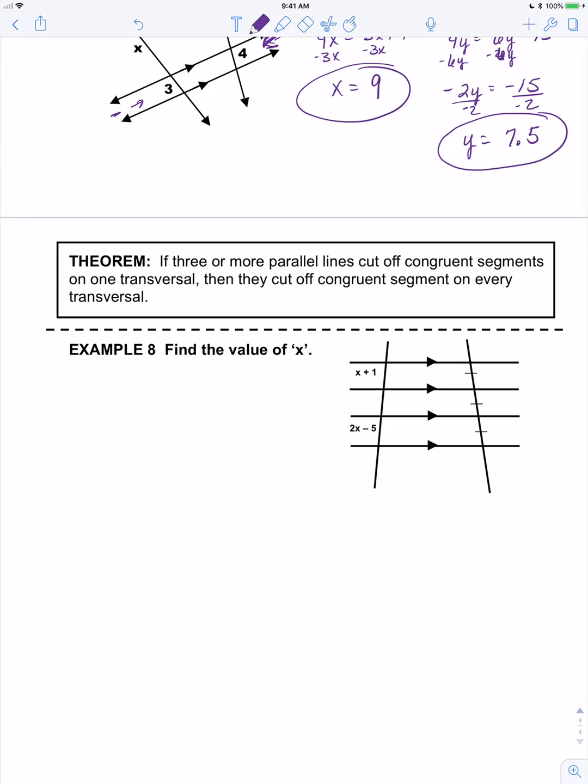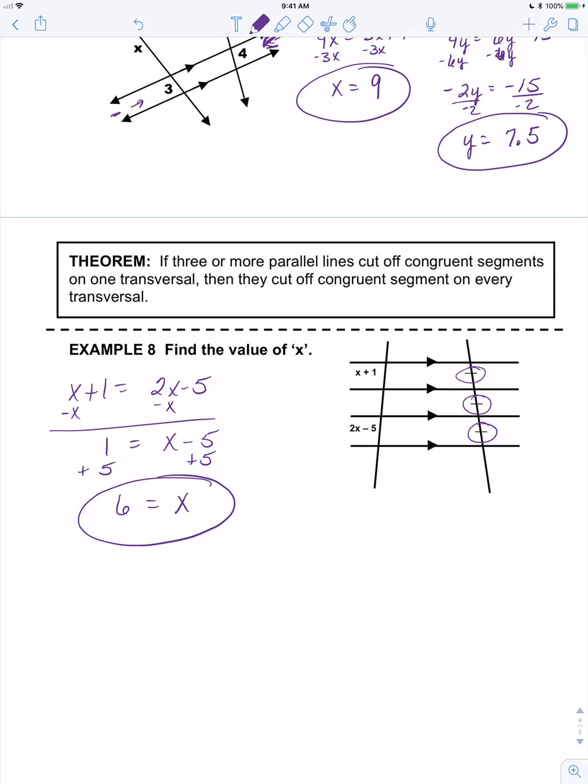Okay, so we're told that all these are the same. So we're just going to set those equal to each other. So this theorem is that if you've got 3 parallel lines that cut off congruent segments, then all those segments are equal to each other. So x plus 1 is equal to 2x minus 5. Let's solve for x. So x minus 5 is equal to 1. Add 5 to both sides. So x is 6.